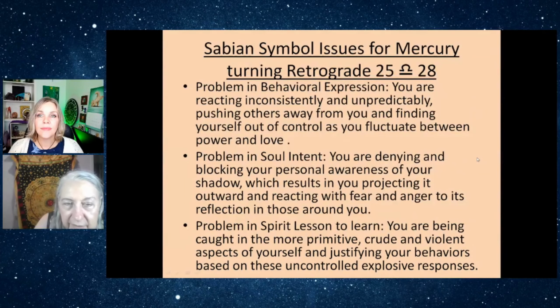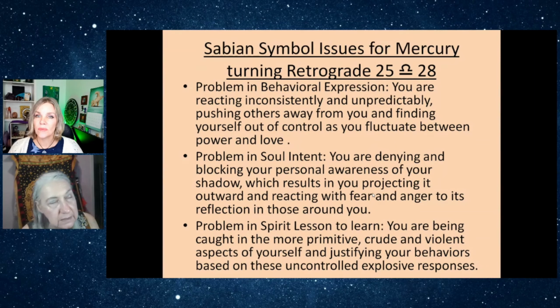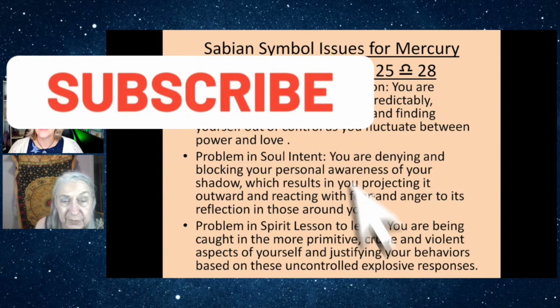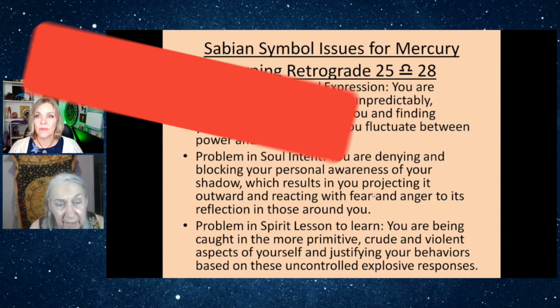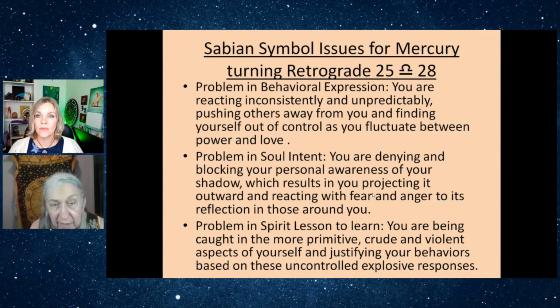Now, on the soul level, this is about a tendency to deny or block your personal awareness of your shadow. The shadow is the things inside of us that we deny and push away from us because we want to say, I'm not that. Because we push this away, oftentimes we see it in other people while we're denying it in ourselves. And when we see the things that we are trying to avoid in ourselves in other people, we can react with fear and anger.